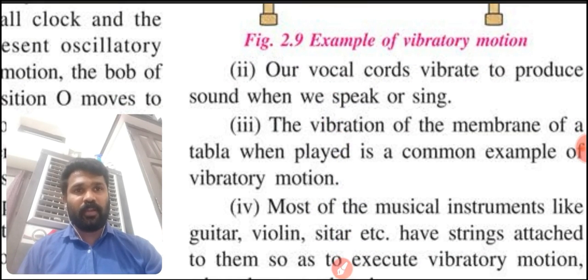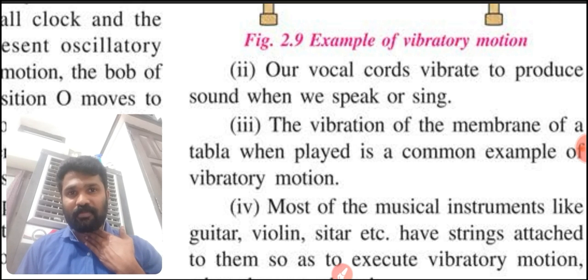Now next one, our vocal cords vibrate. Just touch your vocal cords while saying something. You can feel the vibration of the vocal cords. So our vocal cords vibrate to produce sound when we speak or sing. You sing a song or say something, and you can feel the vibration.